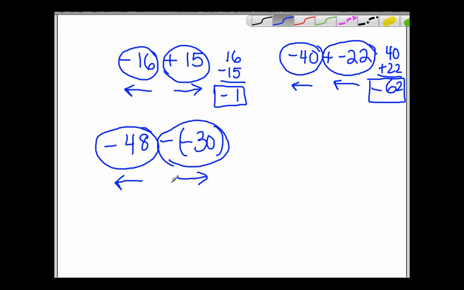They're both going in different directions. Different directions, find the difference of 48 and 30, and you get 18. And the answer takes the sign of the longer vector. Which one's longer, 48 or 30? 48. So the answer is left pointing, negative. Negative 18. Okay? Let's do another one.